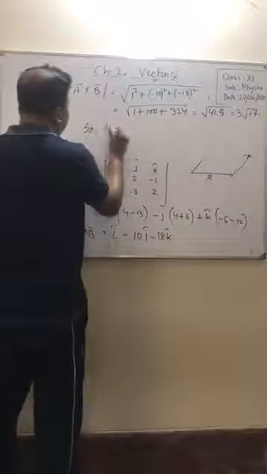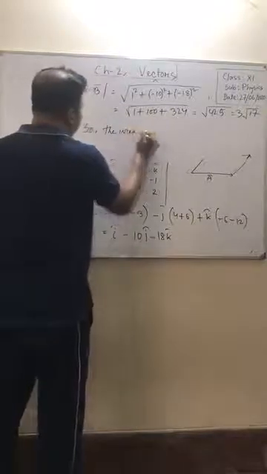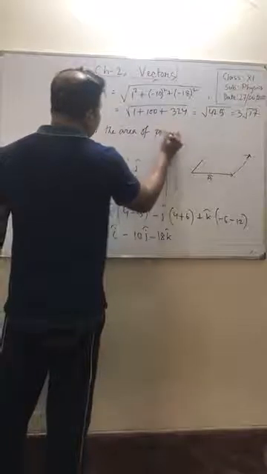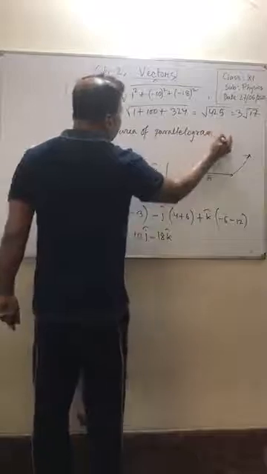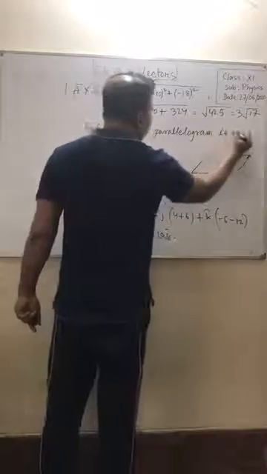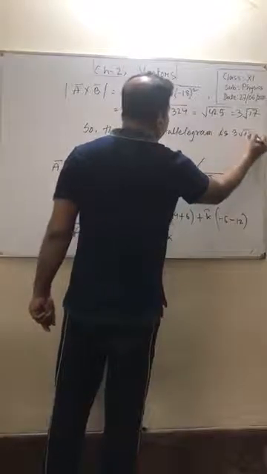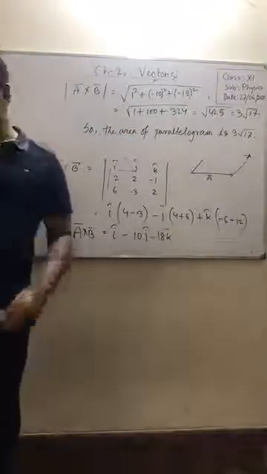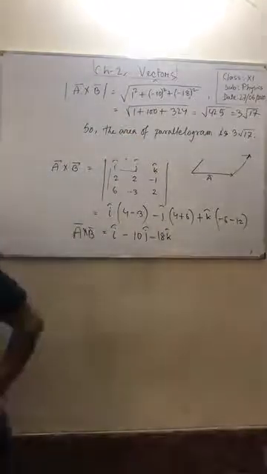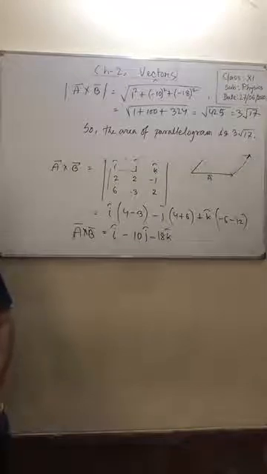So the area of parallelogram is 3 root 17. That is coming in. Okay, area of a parallelogram comes in 3 root 17. Do you understand that, guys?